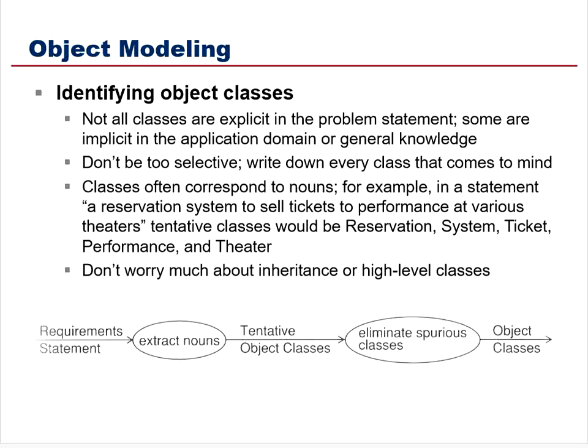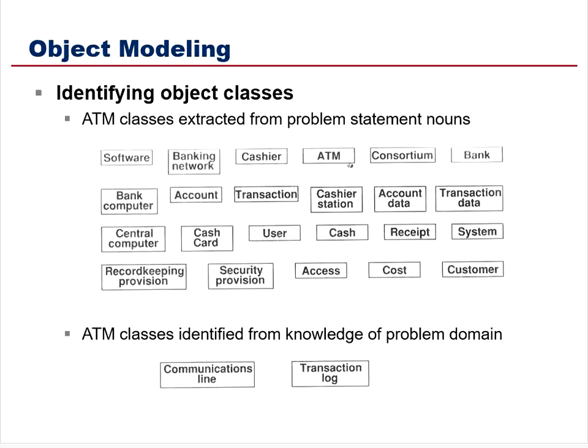If we consider one example, the statement is: a reservation system to sell tickets to performances at various theaters. The tentative classes we have in mind for this statement are reservation system, ticket, performance and theater, right? Whenever we are identifying the classes for a particular object model, we don't have to worry too much about inheritance or high level classes. So this is the first step.